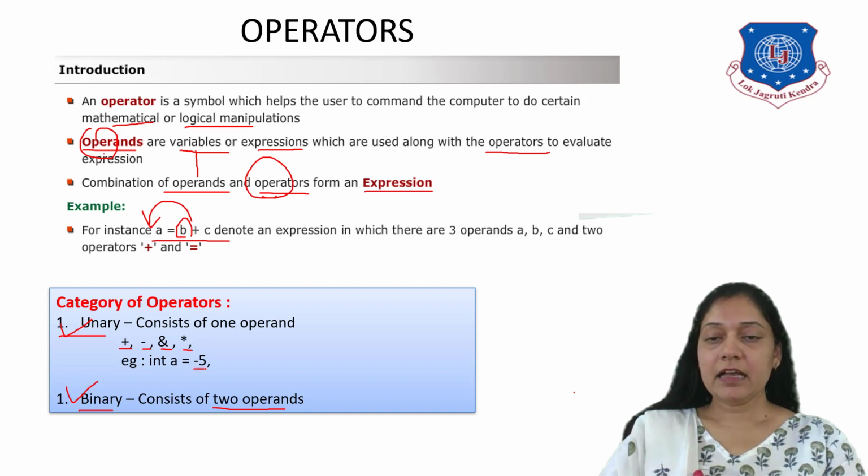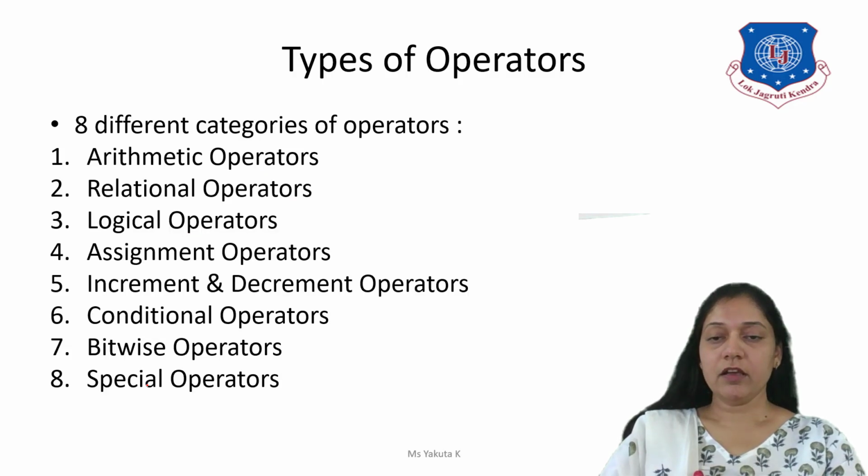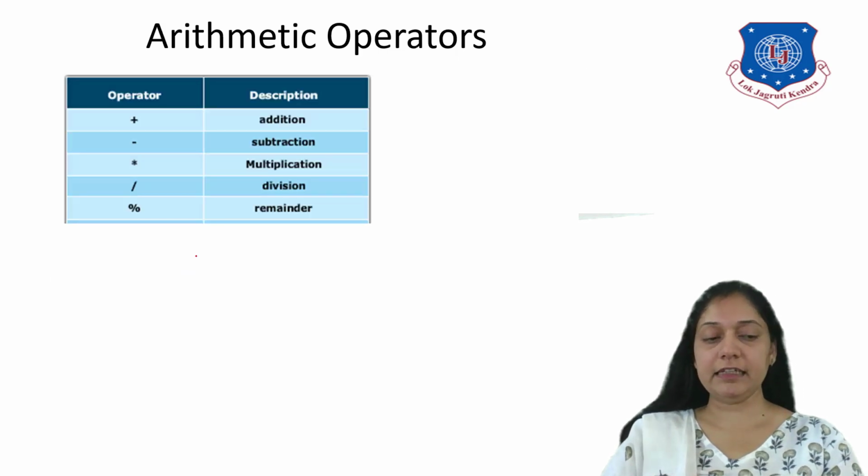If I write int a equal to minus 5, 5 is my number, my operand, and before that I am using minus. It means that it's a negative value. Now let's see the different types of operators. The majority of these operators are of binary type. There are 8 different categories of operators: arithmetic, relational, logical, assignment, increment, decrement, conditional, bitwise and special operators. We'll see each and every operator in detail.